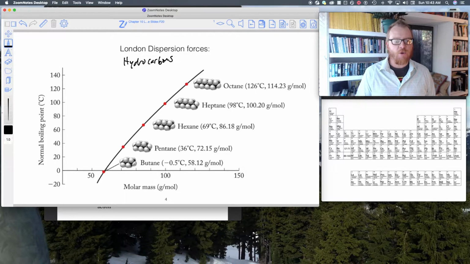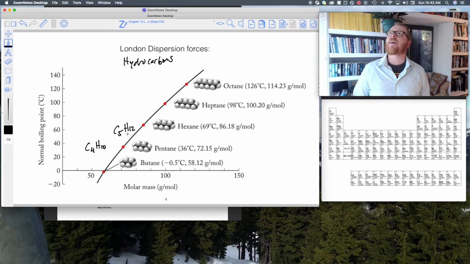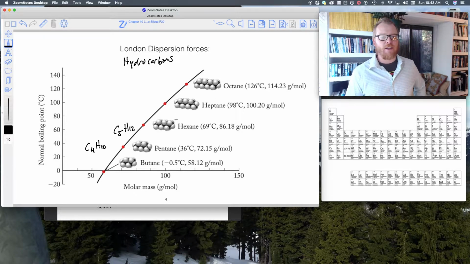And if I start here with butane, butane is, oh, I'm going to have to think quickly on my feet, C4H10, okay? Pentane is C5H12. I think I did that right. 2, 4, 6. Yep, I did that correctly.